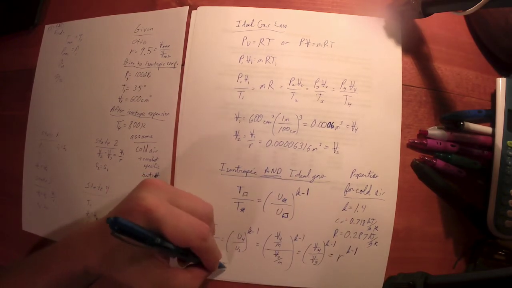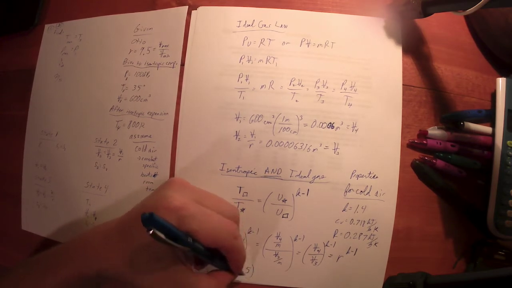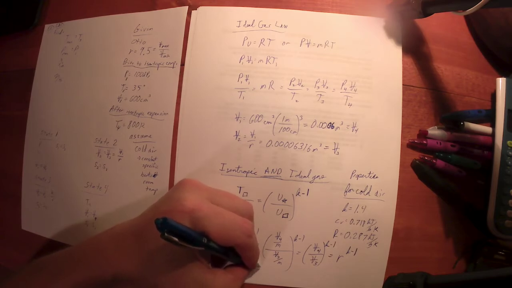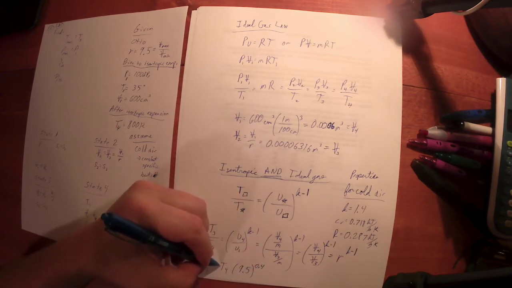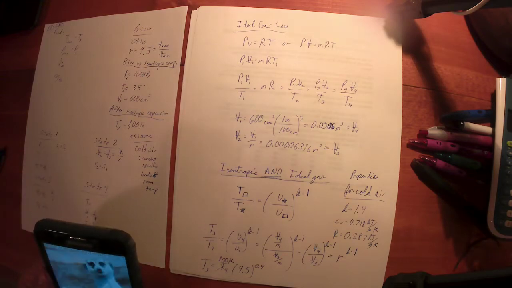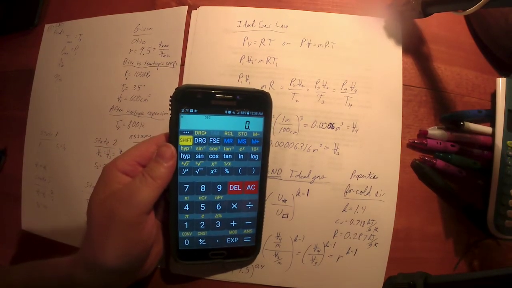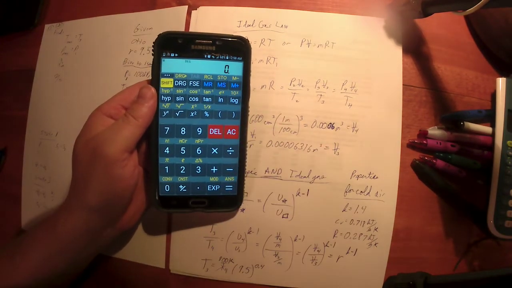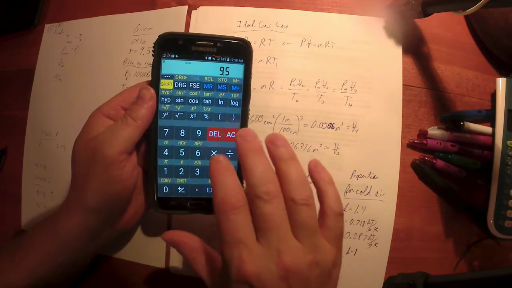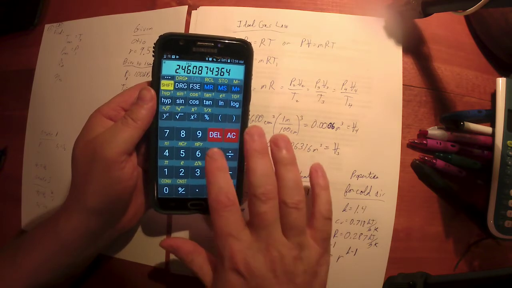T3 is going to be T4 times the compression ratio of 9.5 to the power of 0.4, and you can substitute in here 800 kelvins, because that was T4. 1.4 minus 1. Okay. So pull my calculator up here. Make sure I don't have a glare. You're going to hear a pop, sorry. Okay. Make sure we don't have a glare there, so we can do 9.5 raised to the power of 0.4, and then multiply that by 800.